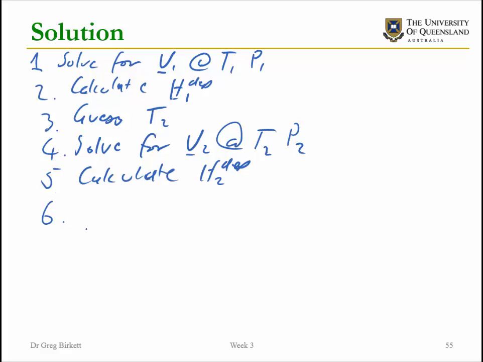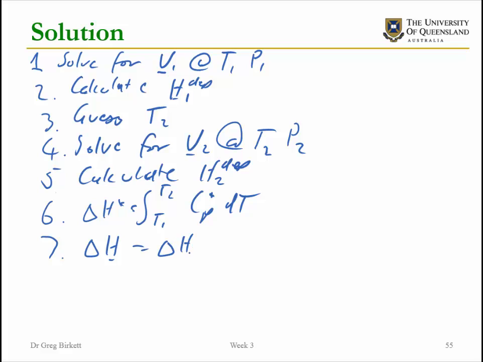Then we can calculate the delta H star as the integral from T1 to T2 of CP star dT. Once we've done that, we've got all the bits we need, so we can calculate the change in enthalpy, which is equal to the ideal gas contribution plus H departure at the outlet minus H departure at the inlet.